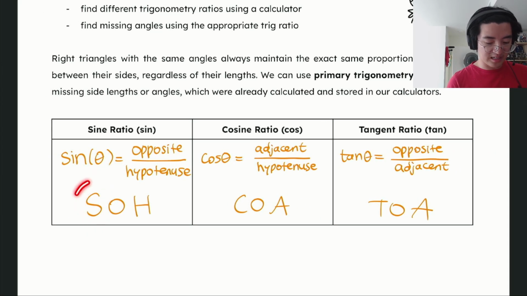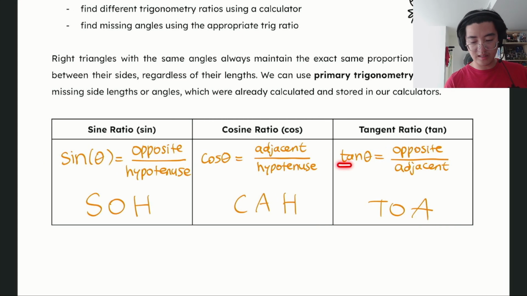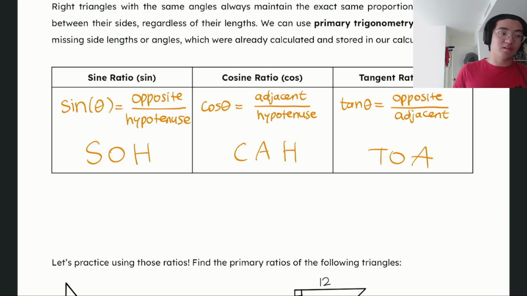SOHCAHTOA: the SOH is sine is opposite over hypotenuse. Cosine is, oops, sorry, I spelled that wrong. CAH is adjacent over hypotenuse, and TOA is tangent, opposite over adjacent. So this is very important to know. SOHCAHTOA.